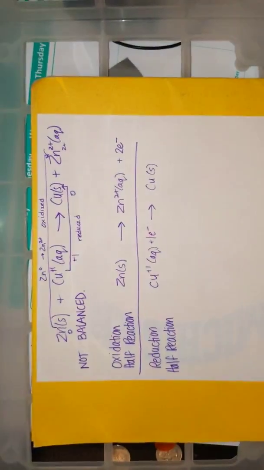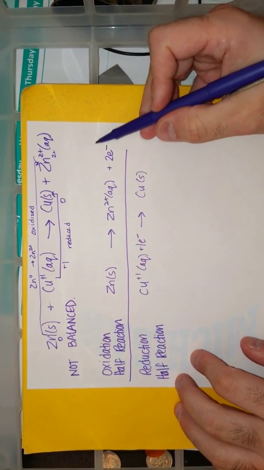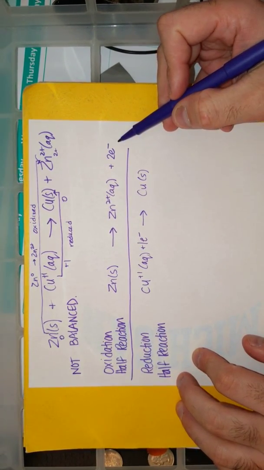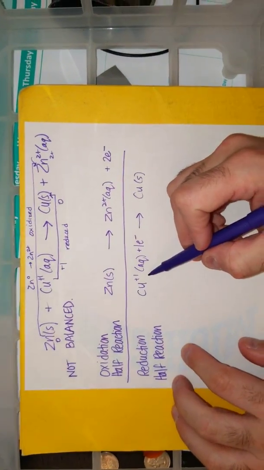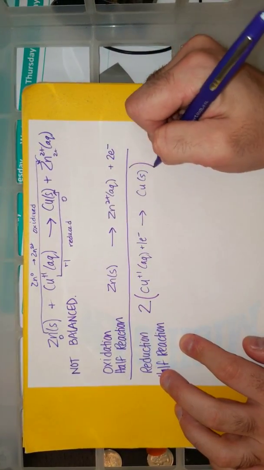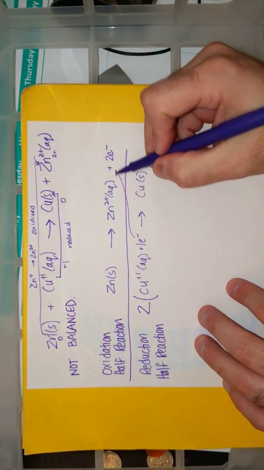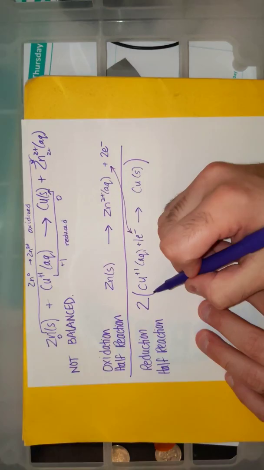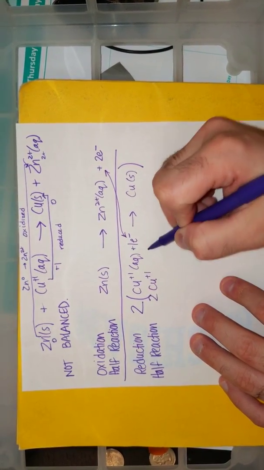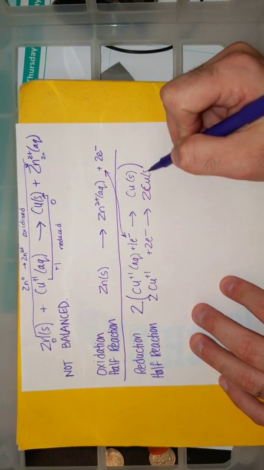This left side has a plus 1 charge, and this right side has a 0 charge, so I'll have plus 1 electron. And then just like before, if I want to balance this, 2 electrons are lost in the oxidation half reaction, and only 1 electron is gained. That means I have to multiply this whole thing by 2 to get a common factor for electrons. You want to make sure that the electrons are balanced. So now I have 2 copper plus 1 plus 2 electrons yields 2 copper solid.